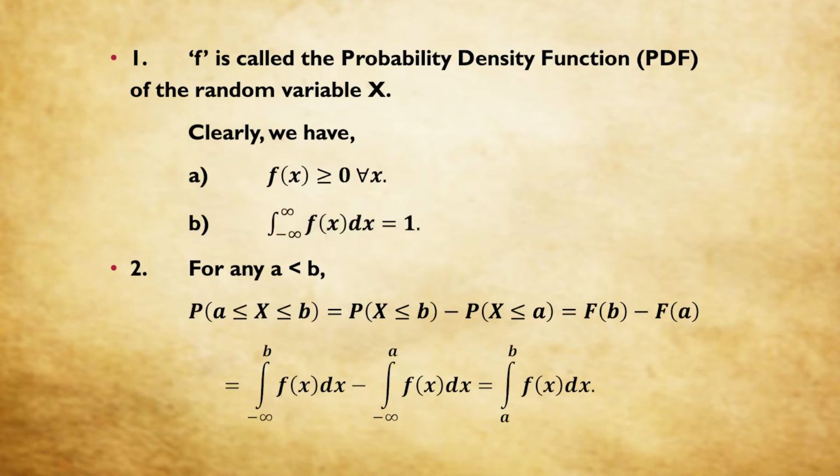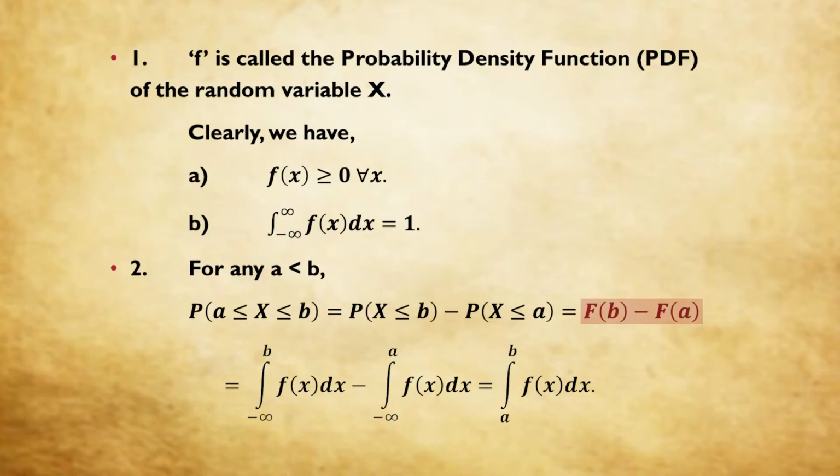Now again you can see, for any a strictly less than b, suppose I want to find out the probability that x lies between a and b. So the probability x less than or equal to b minus the probability x less than or equal to a. X less than or equal to b means the area from minus infinity to b, and x less than or equal to a means the area from minus infinity to a. So probability x less than or equal to b minus probability x less than or equal to a, that means basically the area between a and b.